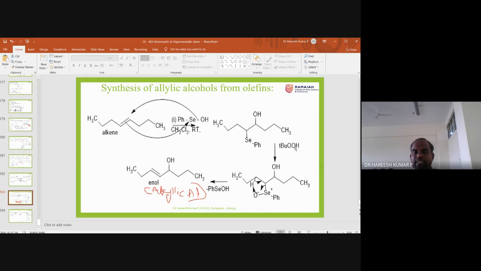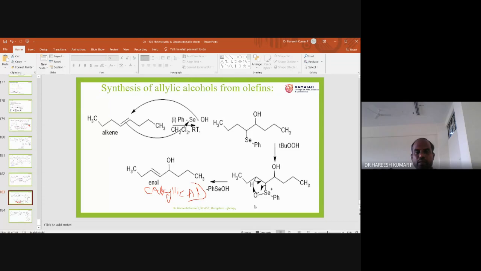So this compound, when it is treated with tertiary butyl hydroperoxide, which is a peroxide, its role is to convert selenium to selenium oxide. Once there is a formation of selenium oxide, there will be a capture of proton and a bond pair movement, so the Se bond breaks. So that is how the enol is obtained. So this is how an allylic alcohol is synthesized with the help of the reagent called phenyl selenyl hydroxy group.